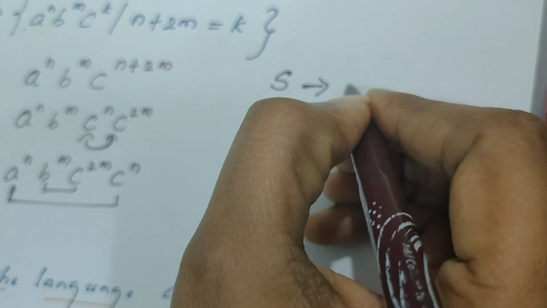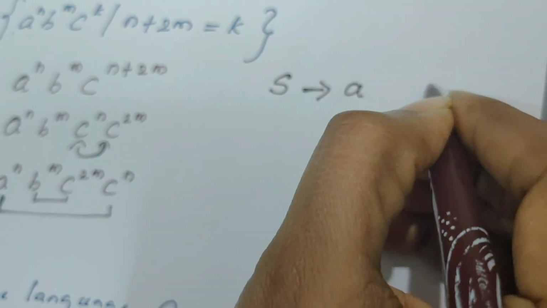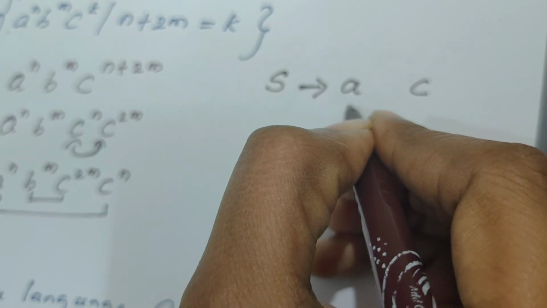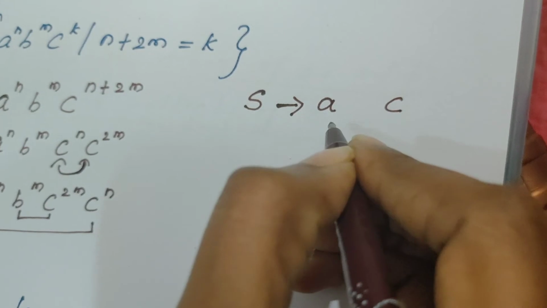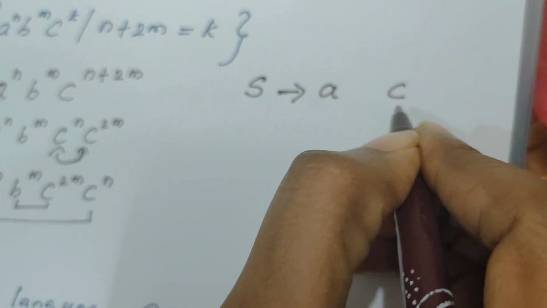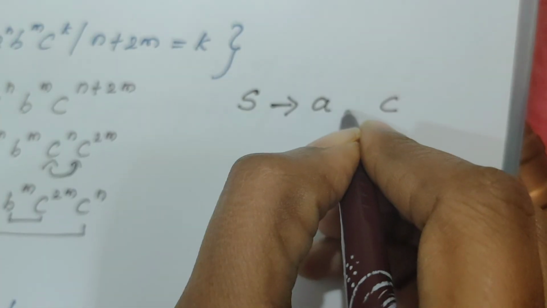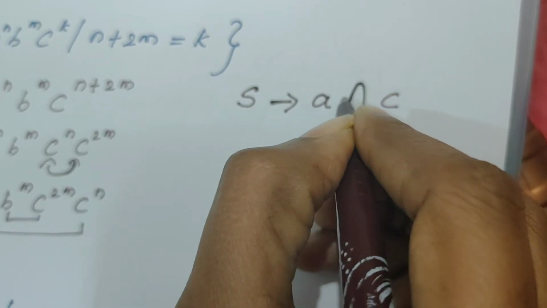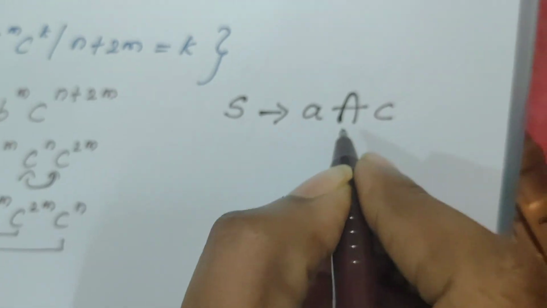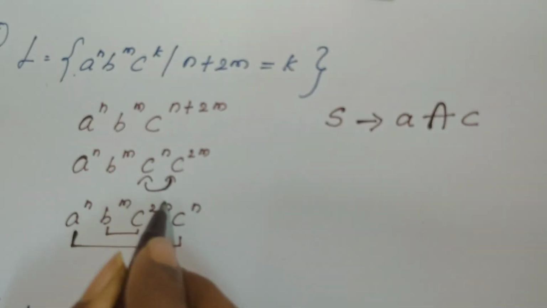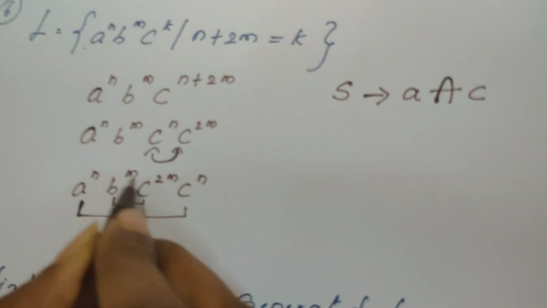S derives A S C. In the sense, whenever A is introduced in your string, C also must be introduced because the number of A's is equal to the number of C's. In between, I am using a variable A. So what is the purpose of this A? This A must produce this pattern, b^m c^2m.